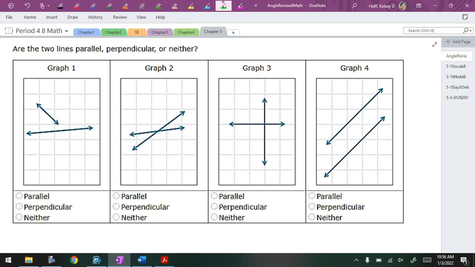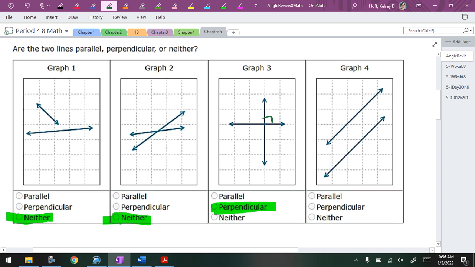Graph 1, parallel, perpendicular, neither. Neither. They cross, but not 90 degrees. Graph 2, neither. Graph 3, perpendicular. How do you know it's 90 degrees? It's like the corner, right? It's the corner. And graph 4, parallel.